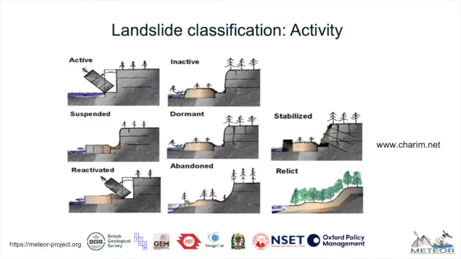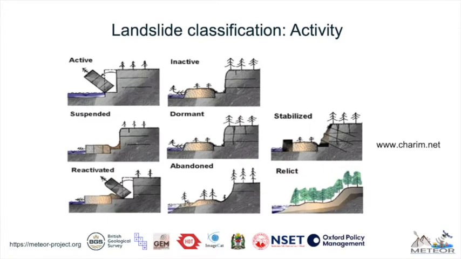Then we move into our inactive category, so our inactive slides haven't moved in the last 12 months. Now they can be dormant, so inactive, but could be reactivated by the original cause. So here we have our block of material that's fallen into the water. Now if this was eroded away, then we could see how the landslide could be reactivated again. Then we have abandoned, so this is no longer affected by the original cause, so maybe water levels have changed and it's no longer being undercut.